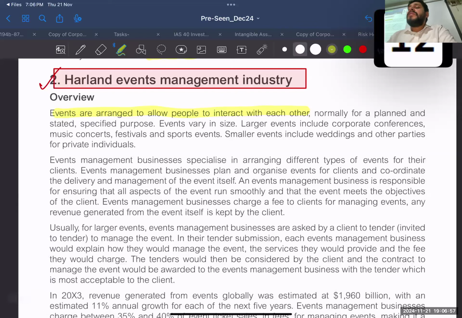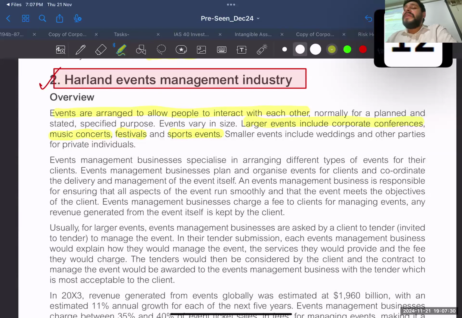That is, larger events include corporate conferences, music concerts, festivals, and sports events. So they have defined the domain of this industry. This industry is particularly revolving around 4 different services: the corporate conferences, music concerts, festivals, and sports events. This is when I'm talking about the larger events.